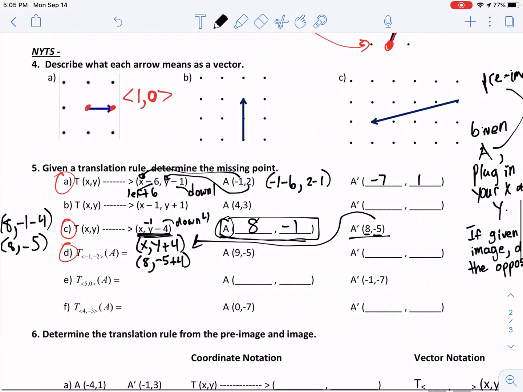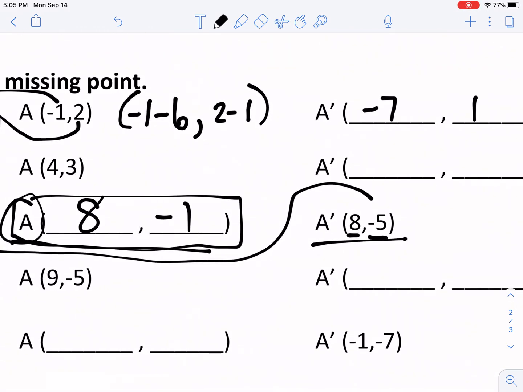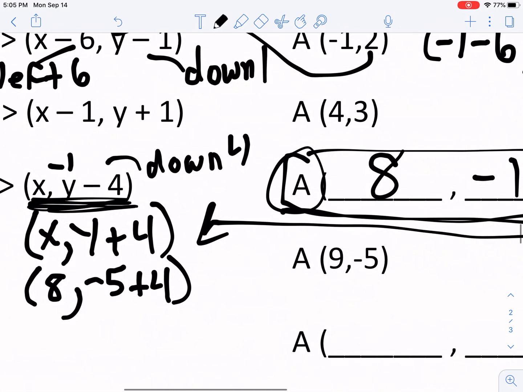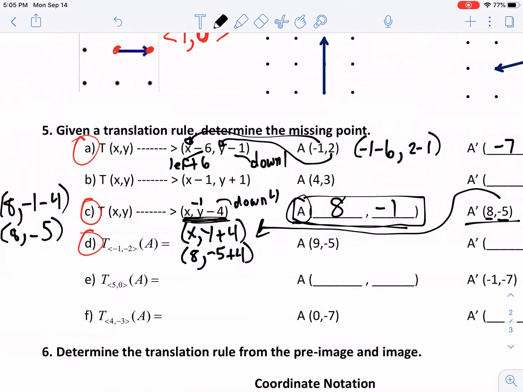So is that what we started with earlier? Yes. Okay, so remember, if they give you the image, the after picture, you have to work backwards, do the opposite. In our case, y minus 4 became y plus 4. Okay, now the last one I wanted to do was this guy right here, D.